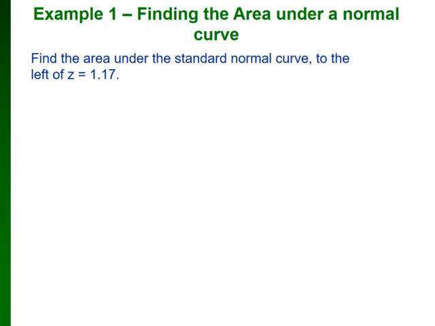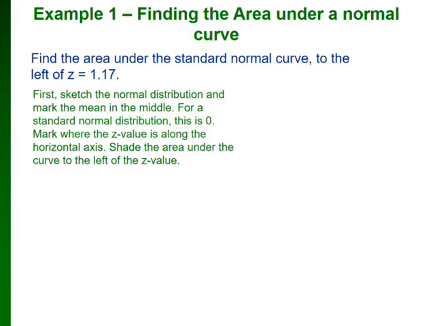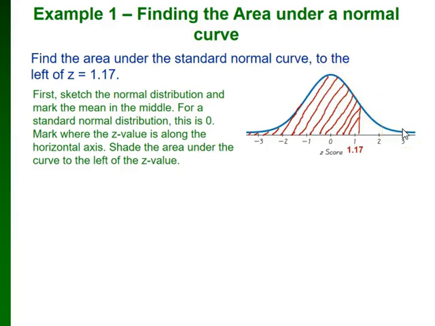If we want to find the area under the standard normal curve to the left of z equals 1.17, the first thing that you need to do with these is go ahead and sketch the picture for yourself. That way, when you get the picture in StatCrunch, you can see whether it matches and whether you have put in the right information or not. So we're just sketching a normal distribution. Be sure and mark the mean in the middle of it. You don't necessarily have to mark these other tick marks for the standard deviations, but make sure and put the mean in the middle. If we're talking about a standard normal curve, the mean is always 0.